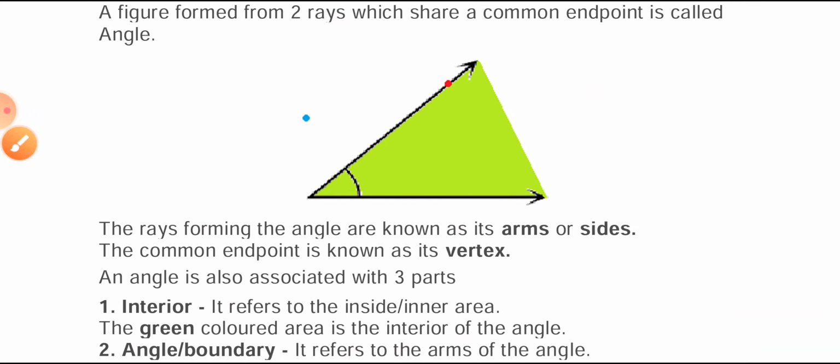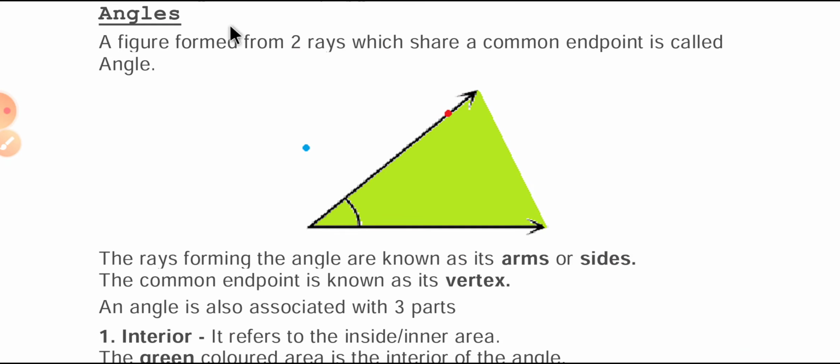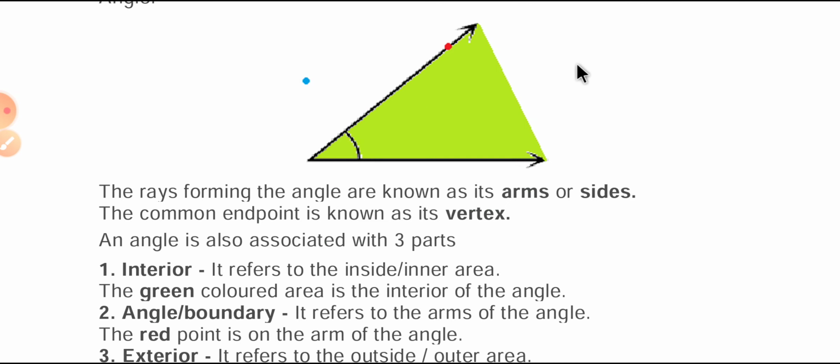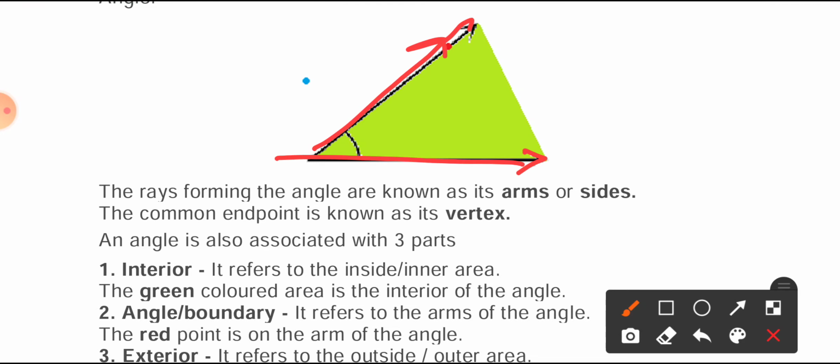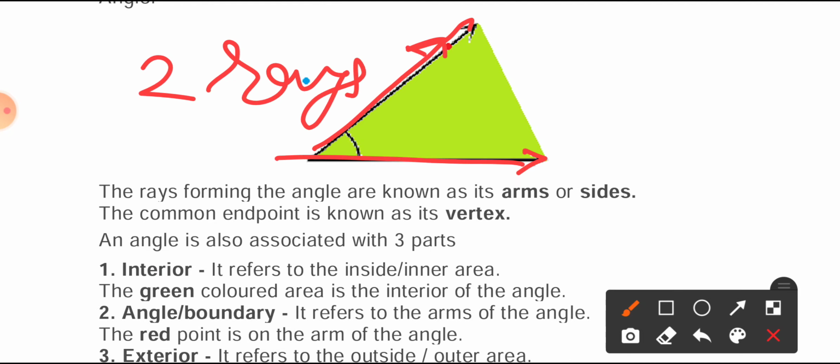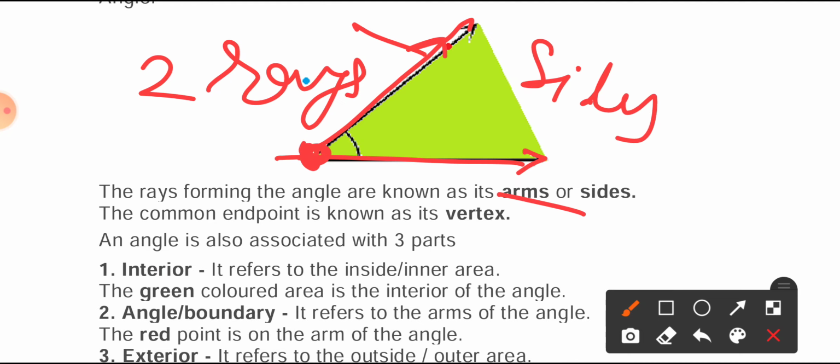Then see the angle. Angle means a figure formed by 2 rays which have a common endpoint. It is made up of how many rays? 2 rays, or the rays forming the angle are known as arms or sides, and the common endpoint is known as its vertex. See, here how many rays are given? One, and this is the second ray. So there are how many rays? Two rays, and what can we call them? Sides, arms, and the common endpoint. See, this is a common endpoint, and it is known as its vertex. So there are two rays in an angle and a common vertex.